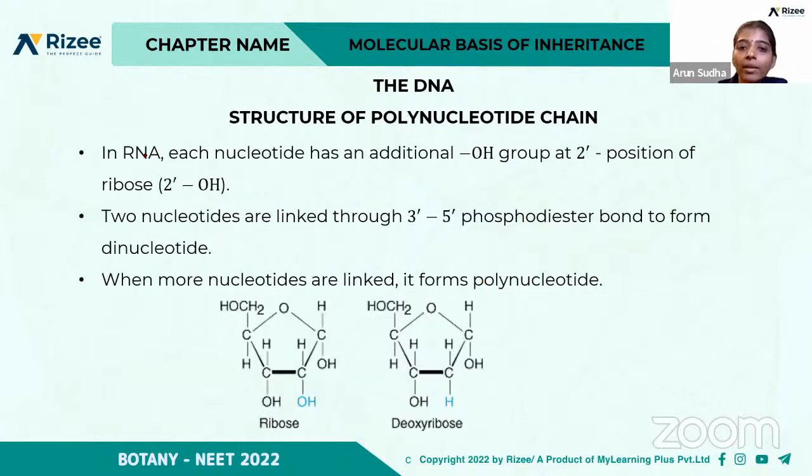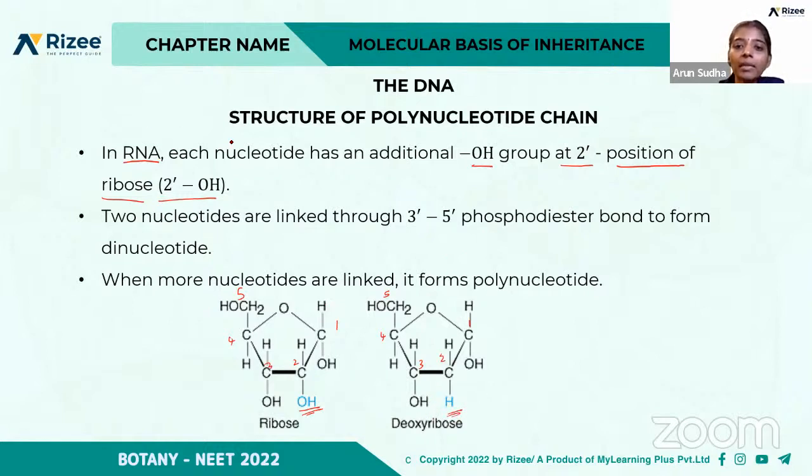Okay. So now in the case of RNA, each nucleotide has an additional hydroxyl group at the 2' position of ribose, that is 2'OH. So these are the structures of ribose and deoxyribose. What is the difference here? This is the first carbon atom, second, third, fourth, and fifth carbon atom in a 5-carbon sugar. And here it is 1, 2, 3, 4, and 5. So in the case of ribose sugar, it has a hydroxyl group at the second position, and in deoxyribose, it has hydrogen. Okay.